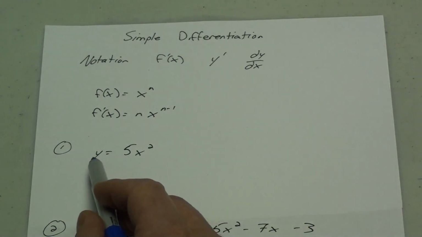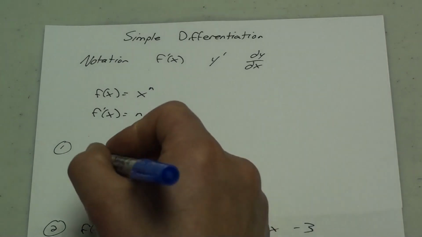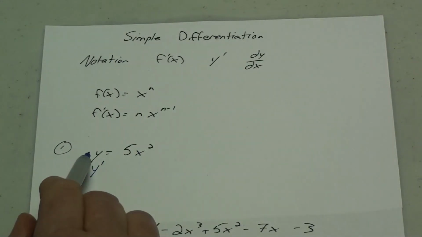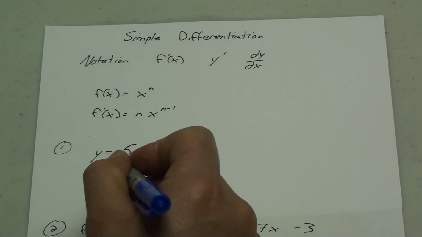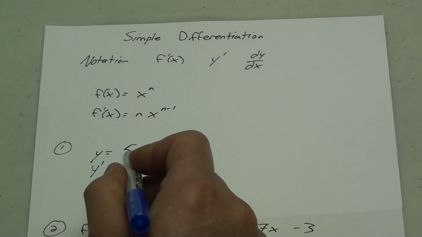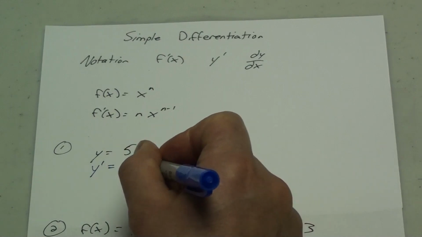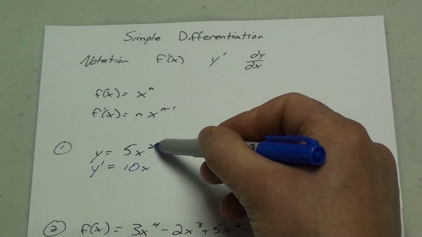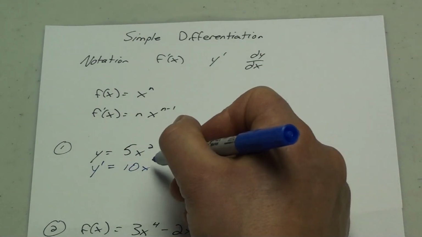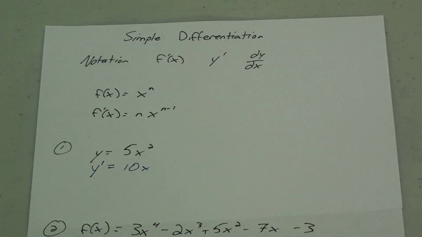So for example, if I have y equals 5x squared, it's going to be y prime equals, and I'm going to take my exponent and multiply it by the coefficient, so 5 times 2 is 10, x, and then I'm going to reduce the exponent by 1, so 2 subtract 1 is just 1. So it just becomes 10x.